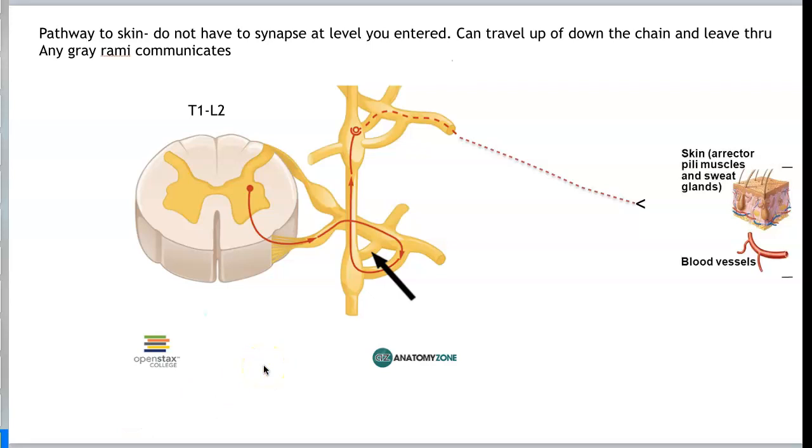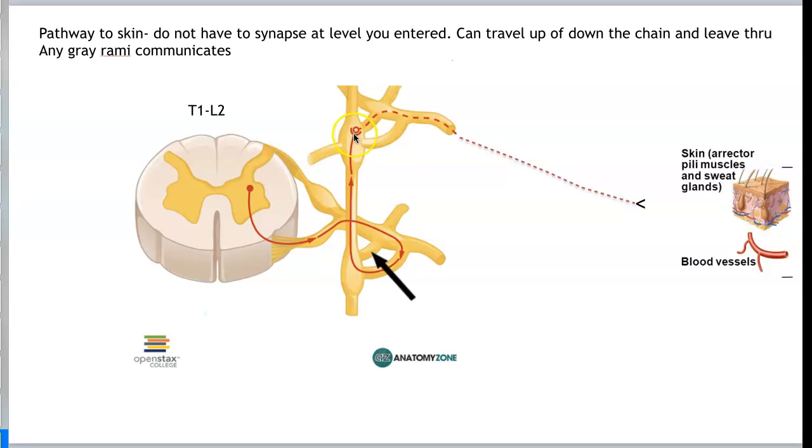So here's a book illustration of that. So going to the skin, here we're going to start. Our preganglionic neuron is in the lateral horn of the spinal cord at levels T1 through L2. We're going to leave through the ventral root, get onto a spinal nerve, enter the sympathetic chain ganglia through the white ramus communicans right there. We're not going to synapse here. We're going to head on up the chain. We're going to synapse at this ganglion right here.